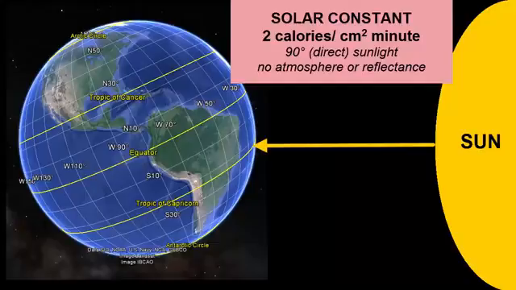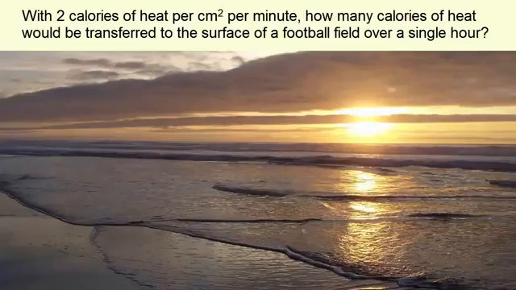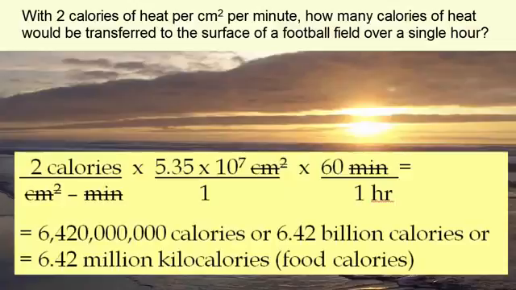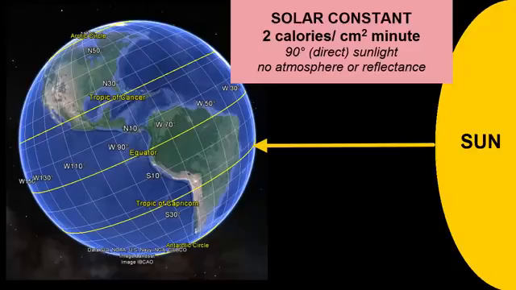Well, assuming we really did have no atmosphere and were directly under the sun's rays, such that they hit us at a 90-degree angle, how much heat would be transferred to the surface of a football field in a single hour? We take 2 calories of heat per square centimeter per minute and multiply it by the area of the football field in square centimeters, and then multiply it by the number of minutes in 1 hour. That gives us 6.42 billion calories, or 6.42 million kilocalories, the food calories that we are more familiar with. A few things to keep in mind about this number.